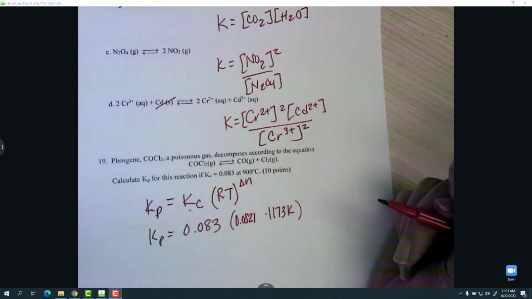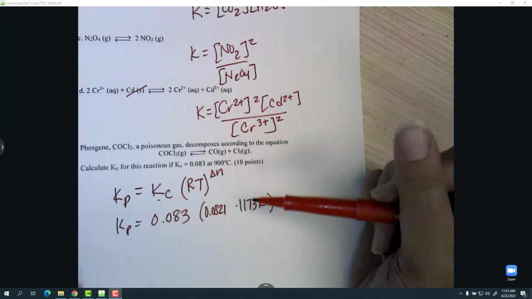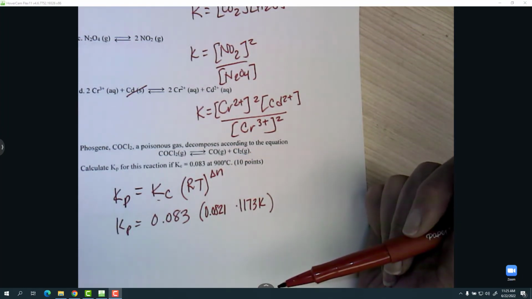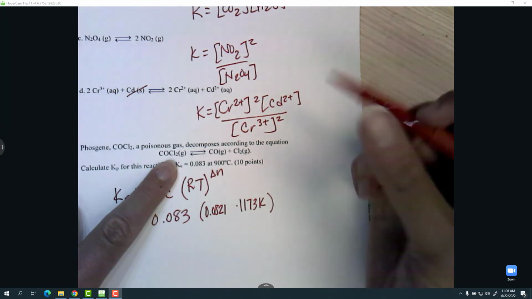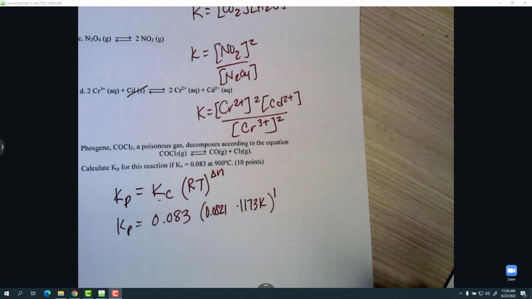Not a lot of units to help me cancel, so I'm not going to worry about writing all that. All right, and then the last thing I need is the delta n, the change in the number of moles of gas. Remember, delta means products minus reactants, so how many moles of gas in the product? That's 2, minus how many moles of gas in the reactant? That's just 1, so 2 minus 1 is 1, so just to the first power. So just multiply across.